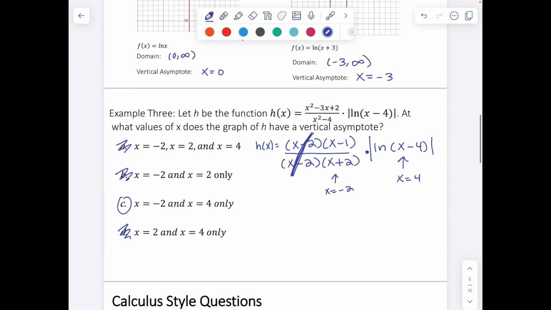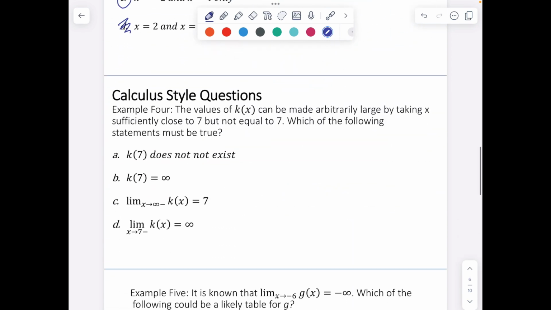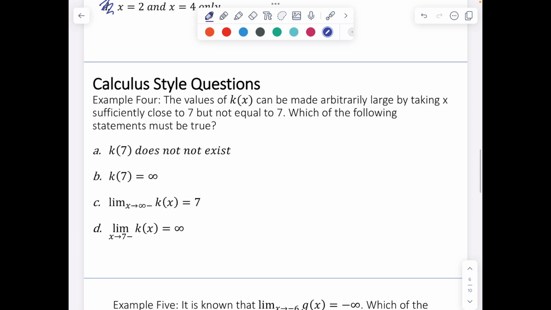Okay, so those were all pre-calc style questions. All of these questions you could have answered in pre-calculus, but now we're going to switch over to some calculus style questions. So we'll do example 4. It says the values of k of x can be made arbitrarily large. If you hear the words arbitrarily large, I want you to automatically think infinity. So the values of k can be made arbitrarily large by taking x sufficiently close to 7 but not equal to 7. Which of the following statements must be true?